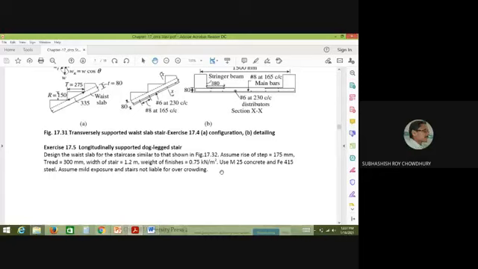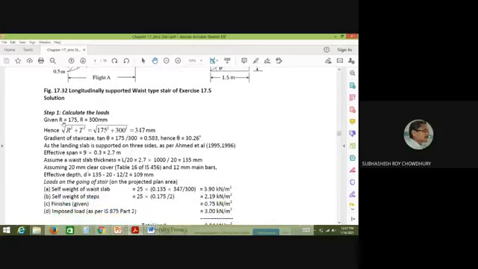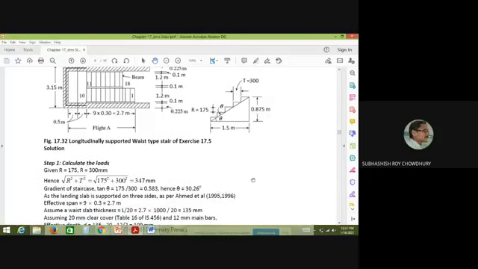Now here, what are the steps you should follow? You should know the inclined dimension. The 175 is the riser, 300 is the tread. So you know the inclined dimension, which you can find out as 347. And what will be the gradient? That means the inclination, which you can find out as 30.26 degrees, etc.